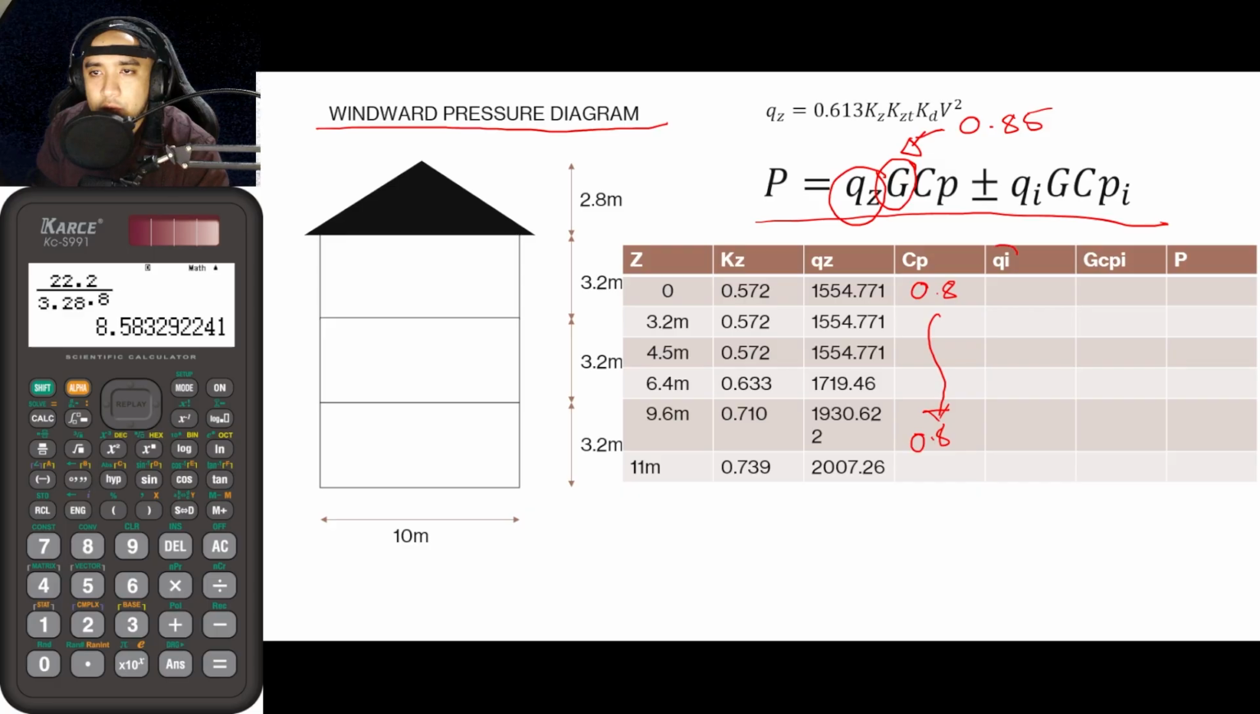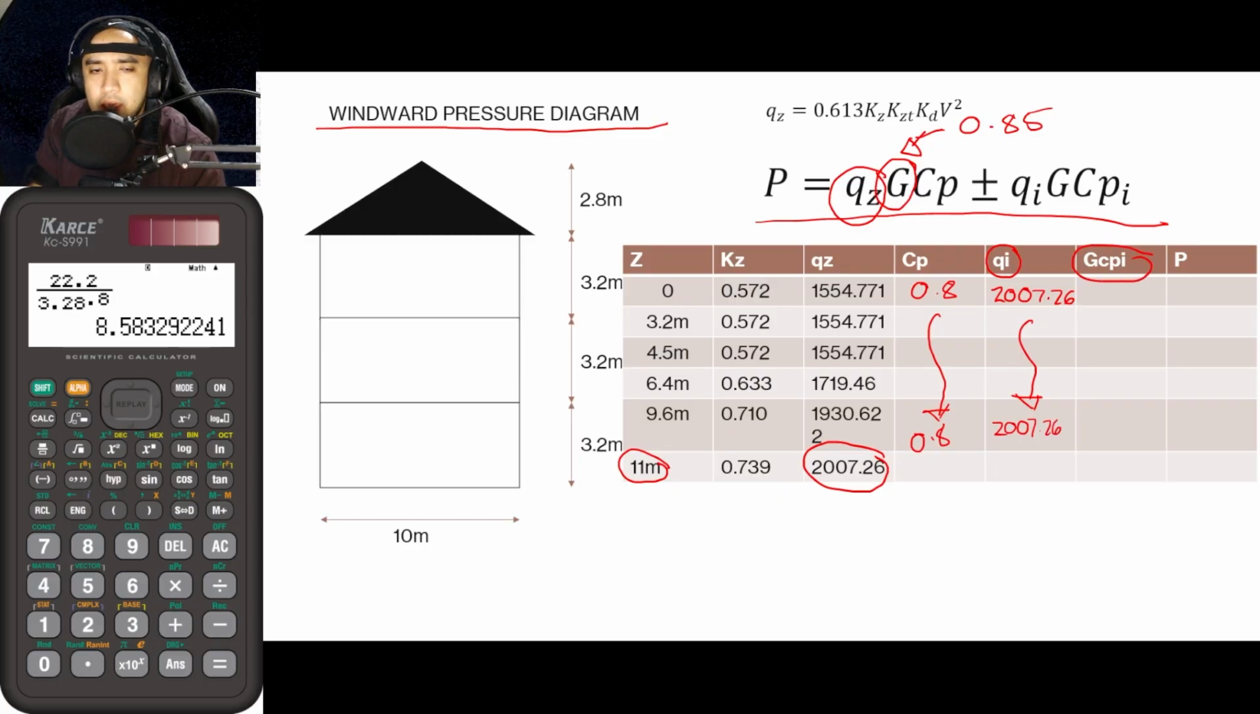For the value for Qi, again, conservatively speaking, we could make use of QH. And what is QH? If this is H mean, then this is QH. From that, this is 2007.26, which we will be using for all of the values here.